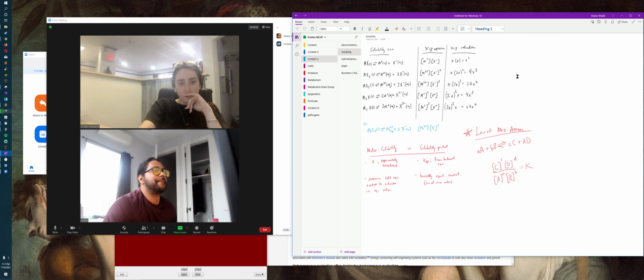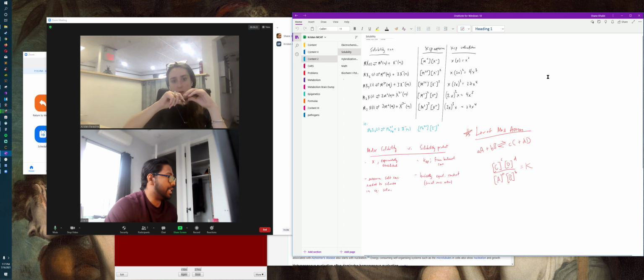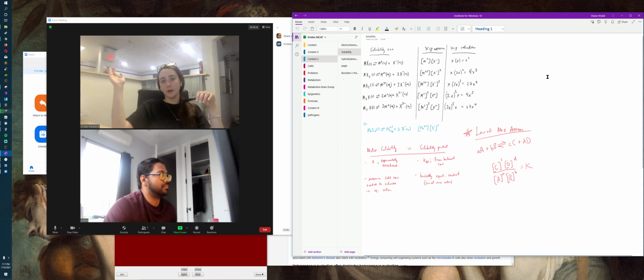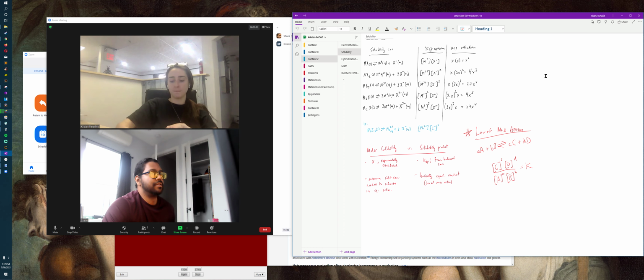Why is it 2x squared? Because you put it as a coefficient as well in the calculation. So if you have an exponent, you also keep the coefficient. Yeah, that's for the calculation.